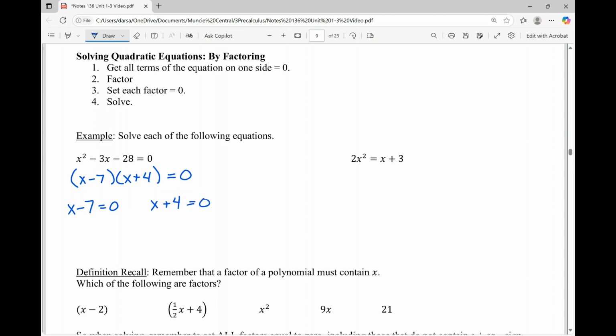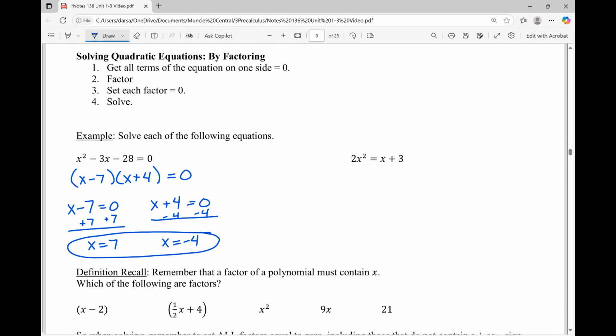As we move on in the course, I will not show this step where we set each factor equal to 0. We're going to add 7 to both sides, and we'll get x is equal to 7. And we'll subtract 4 from both sides, and we'll get x is equal to negative 4. Those are our two answers when solving by factoring for our first example.